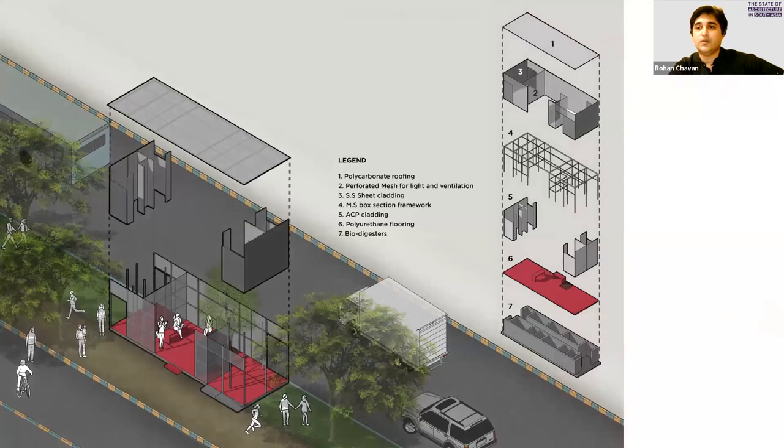And these are the various components that we used to construct the light box. It's supported with a biodigester, which is below the ground. And then above the plinth, it is all dry construction with metal framing, ACP panels, perforated metal, and polycarbonate roof.